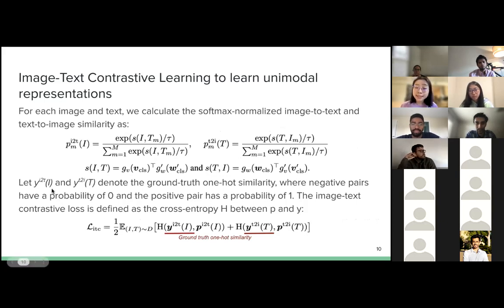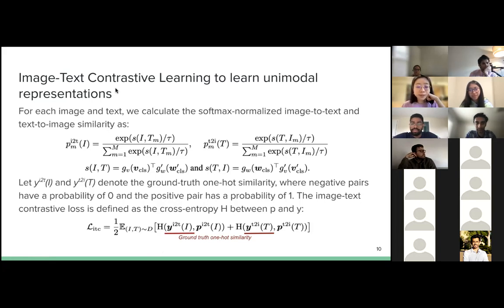So if we let y_i2t and y_t2i denote the ground truth one-hot similarity between the image and text, where negative pairs have probability 0 and positive pairs have probability 1, then the image-text contrastive loss can be defined as a cross entropy loss between the image-to-text p and the image-to-text y, as well as the text-to-image p and text-to-image y, to achieve this expectation of the sum of cross entropy loss. And this is how we define our image-text contrastive loss. And now we're finally done with our first objective.